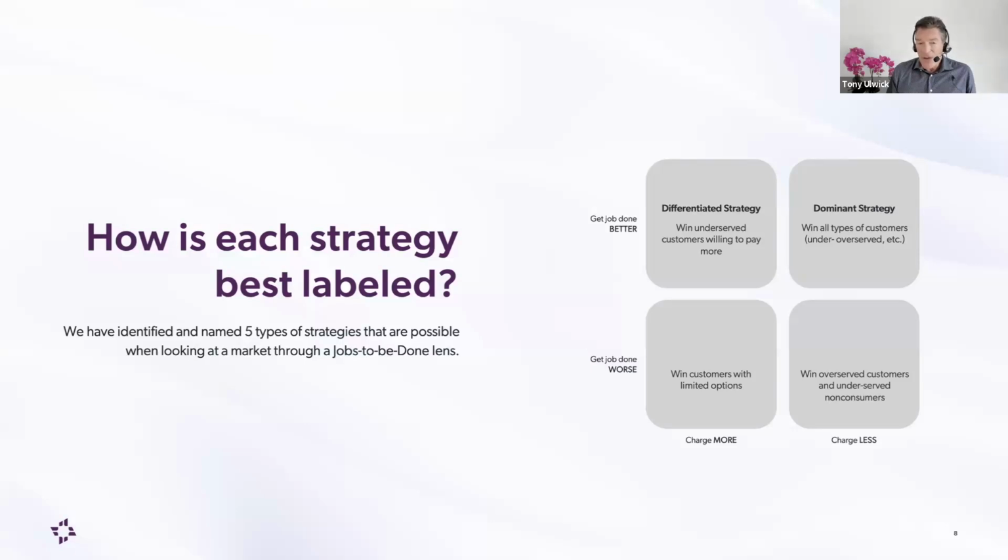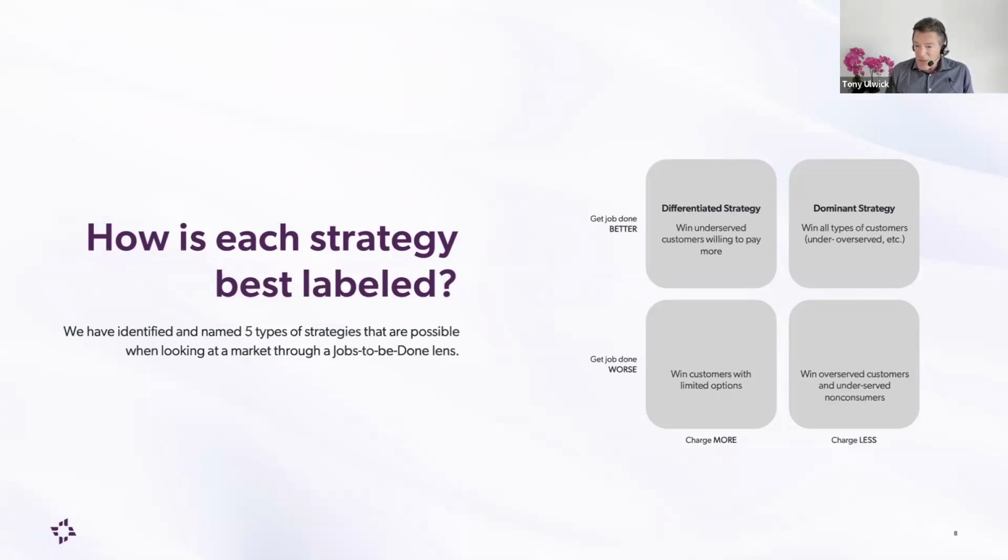The second one we call a dominant strategy. This name comes from game theory, actually, where you're picking the strategy that will always win, right? And this will always win. It wins all types of customers. So if you can get the job done better and more cheaply, it wins over every segment in the market, whether they're overserved, underserved, or some combination of each.